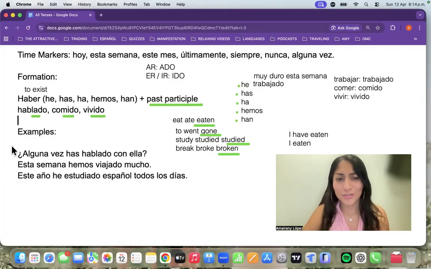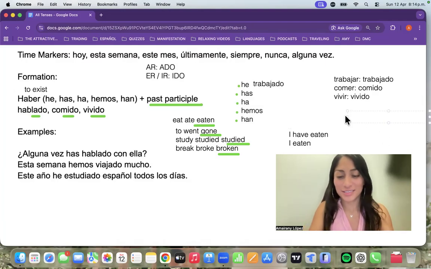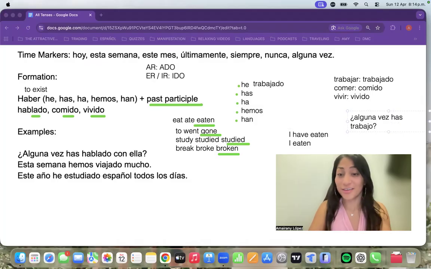Now, we can also add our time markers. And this is what makes it more interesting, right? We could say esta semana. We could also say siempre, which is always. We could say nunca, which is never, or we could say alguna vez, which is have you ever. So I could ask you, have you ever worked? ¿Alguna vez has trabajado? Have you ever worked?